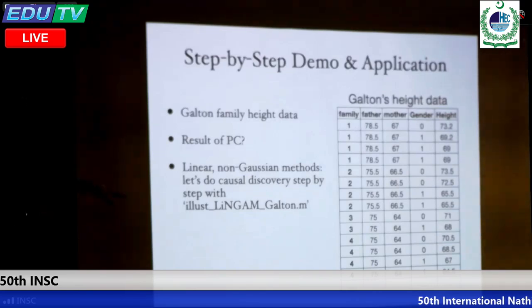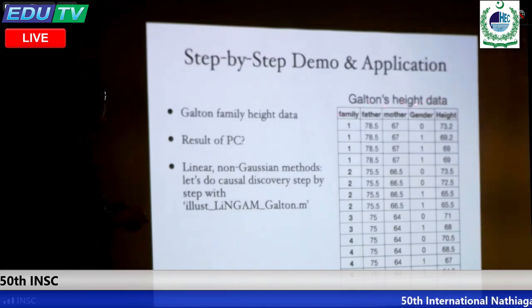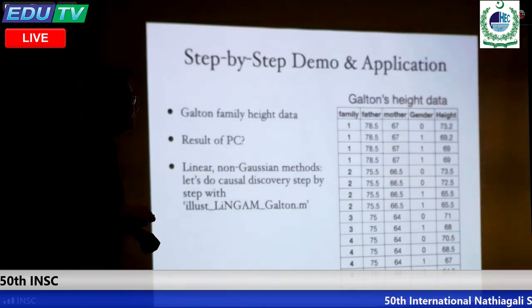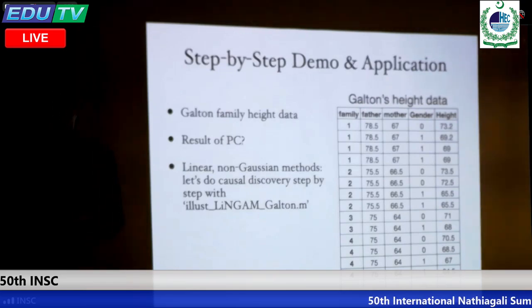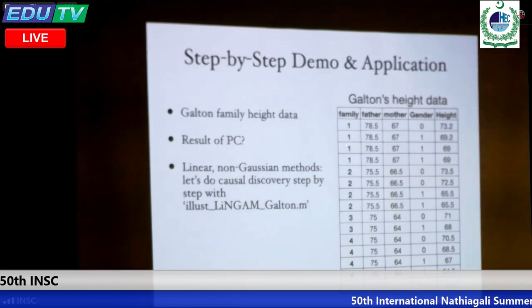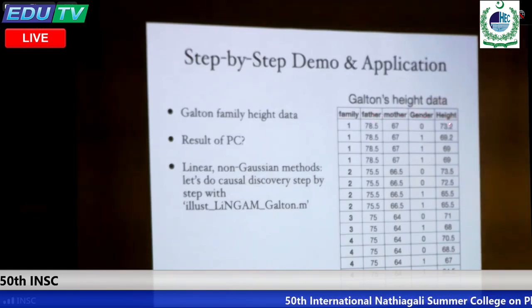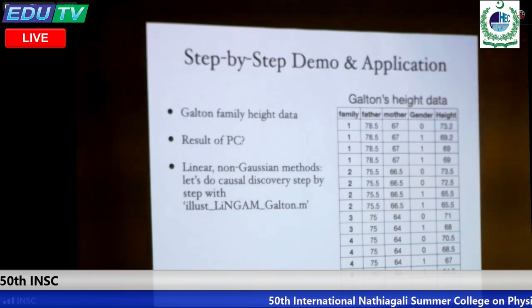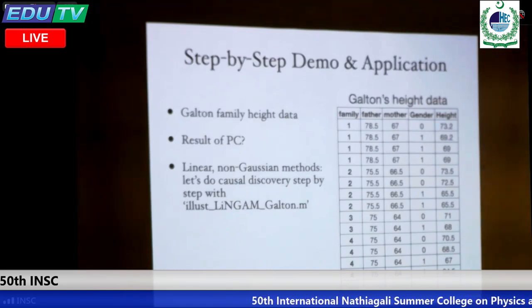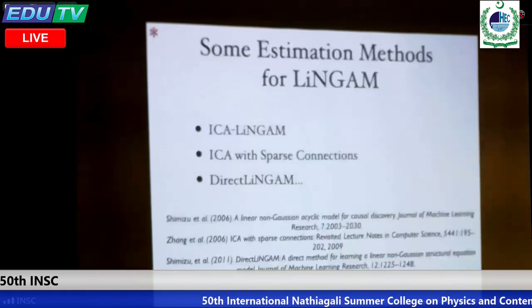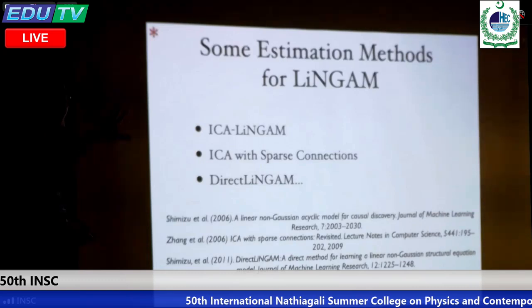Later I can share all the data. This is Galton's body height data collected more than 150 years ago. So you can see, if you apply this method, you can immediately find the causal graph. You see, gender and father's body height and mother's body height together cause the body height of the child. Okay? So everything is transparent. You can really discover causality just from this kind of IID data. Okay? So now you see the idea.